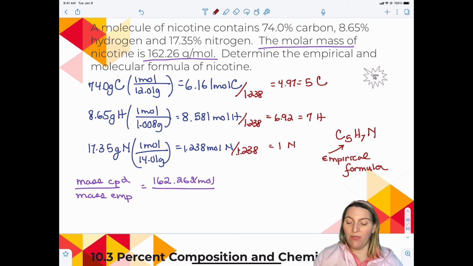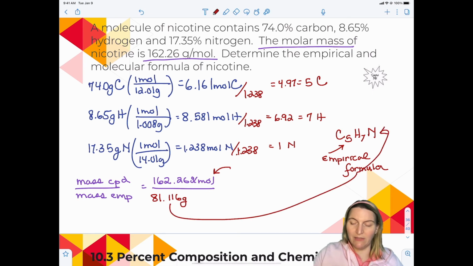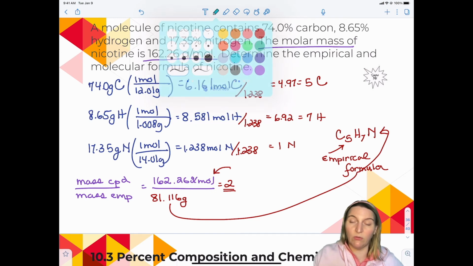C5H7N. And now that may not be, I don't know yet, the actual formula of nicotine. So what do I do? I take the mass of the compound, which will always be given to me in the problem, and I divide it by the mass of the empirical. So in my calculator, to find the mass of the empirical, I take 5 times 12.01, plus 7 times 1.008, plus 14.01, and I get the mass of that empirical formula, 81.116 grams. That's the mass of that. When I divide these, I will get a whole number. In this case, I got the whole number 2.